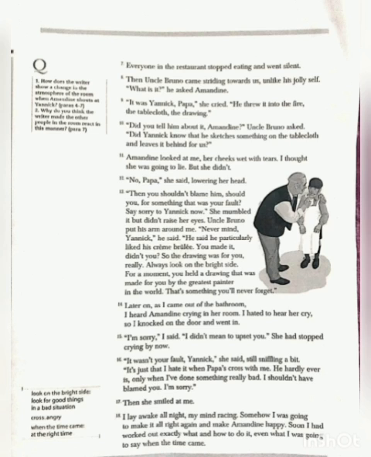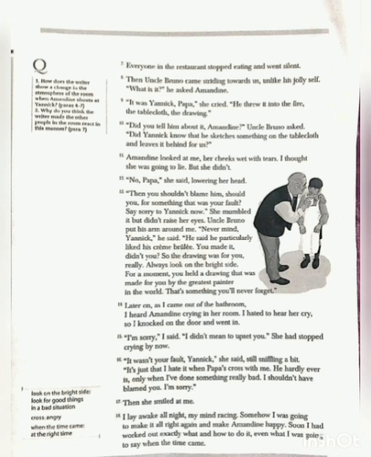Amandine looked at me, her cheeks wet with tears. I thought she was going to lie, but she didn't. So Yannick thought that Amandine would lie. Why did he think like this? Because, as I have already told you, they were not good friends, though they were cousins. They did not have a nice conversation or nice understanding. That's why he thought Amandine would definitely lie.